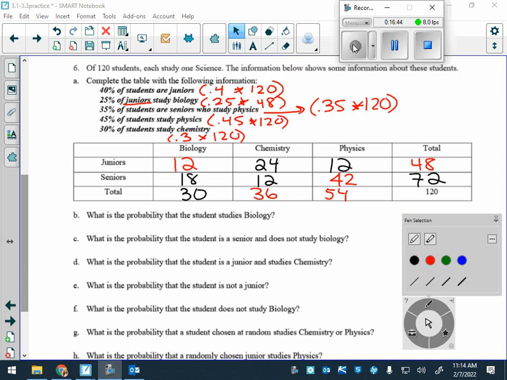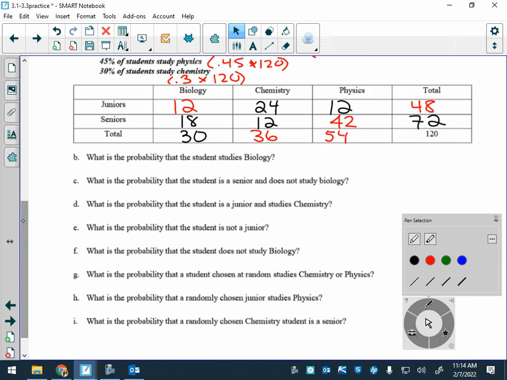All right, you guys, let's go through these. The completed two-way table is on the screen. So for B, what is the probability that a student studies bio? You're looking at all the students. Out of 120, it was 30 out of 120, which reduces to 1/4.